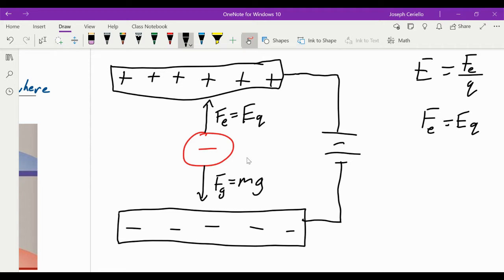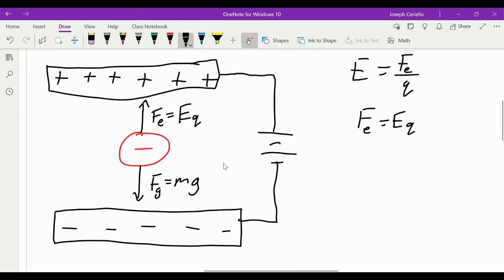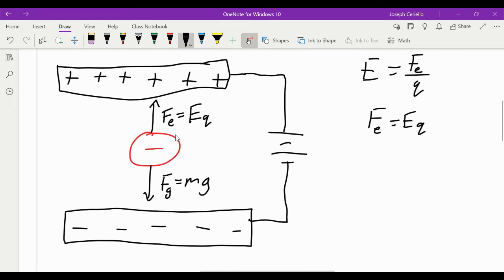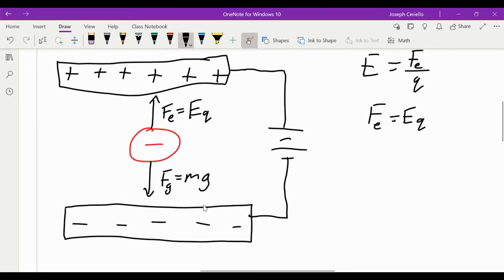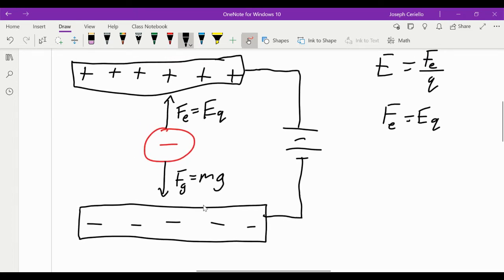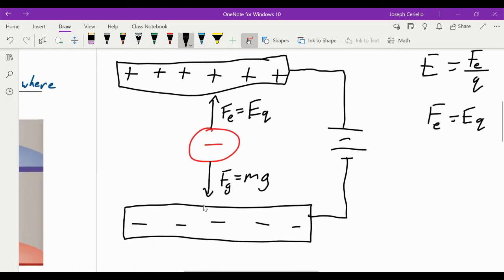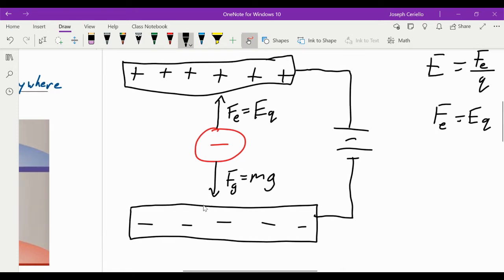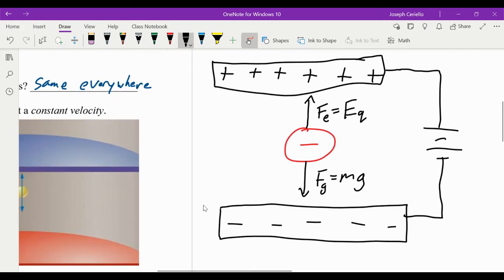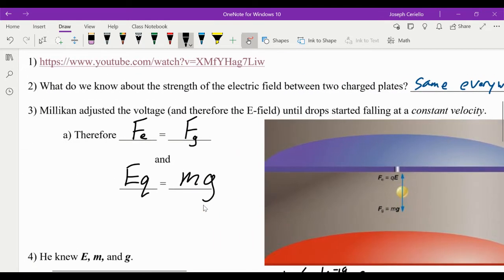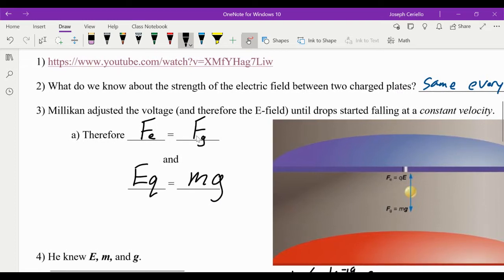And what he was able to do is get the oil drops to kind of stay in place, like stand still. So we knew that Fe, the electrostatic force, was pulling it up to the positive plate and away from the negative. We knew Fg was pulling it down toward the Earth. Since the oil drops were not moving, we knew that the electrostatic force and the gravitational force were equal. Very similar to what we just did in the last question, last class. Okay, so we were able to say that Fe is equal to Fg, therefore E times Q is equal to mg.